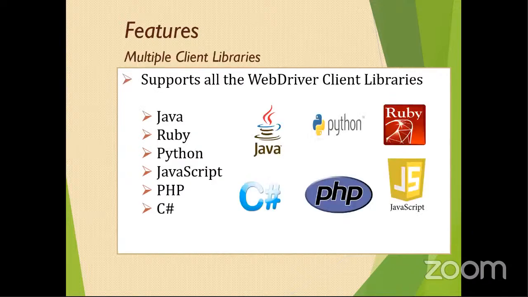Now, we have a different set of languages: Java, Ruby, Python, JavaScript, PHP, C#, all of them. We are able to add the Appium library files and automate. But mostly the industry now is going with Java, because there were a lot of issues previously.